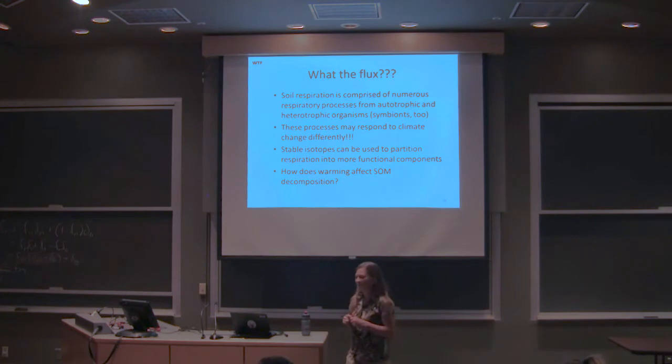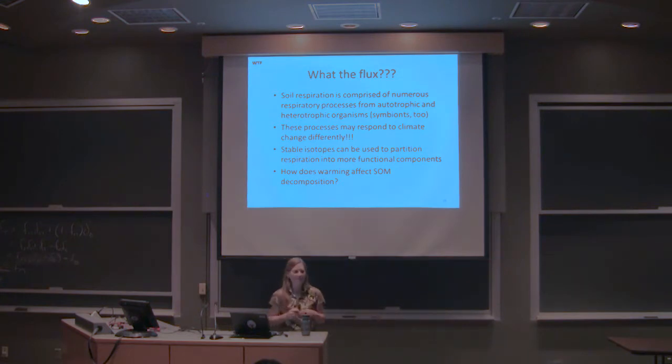Okay, what the flux? A lot of what I do is some pool work and some flux work. Many of you probably know that soil respiration is comprised of many different respiratory processes. It's actually harder to study than photosynthesis, because photosynthesis is limited to fewer processes. When we measure the respiration coming out of soils, it's both autotrophic and heterotrophic. Plants and microbes are both contributing to that CO2. But these autotrophic and heterotrophic processes are probably responding to climate change differently, right?